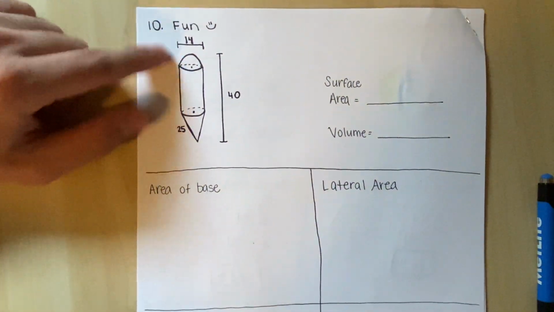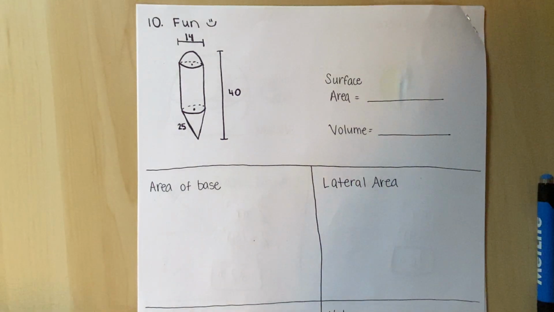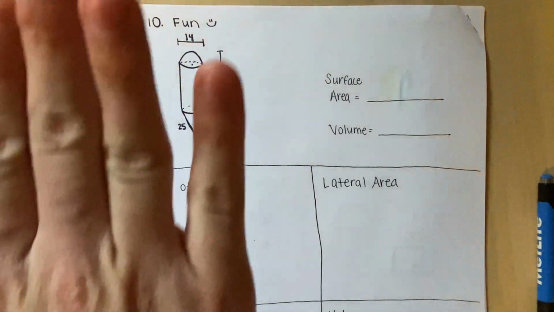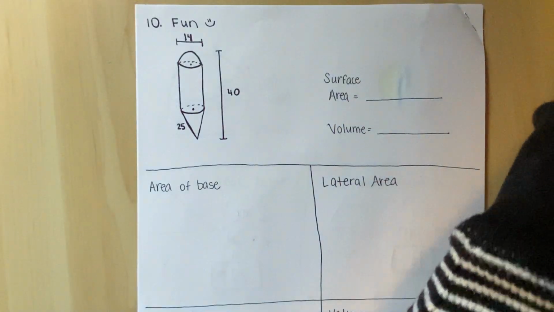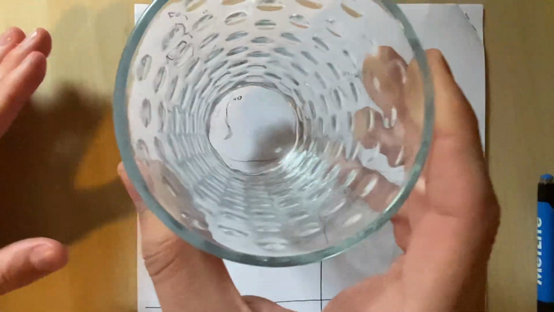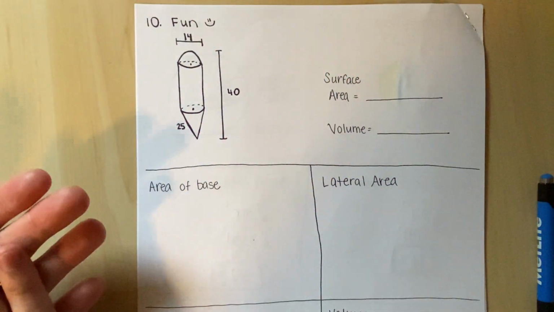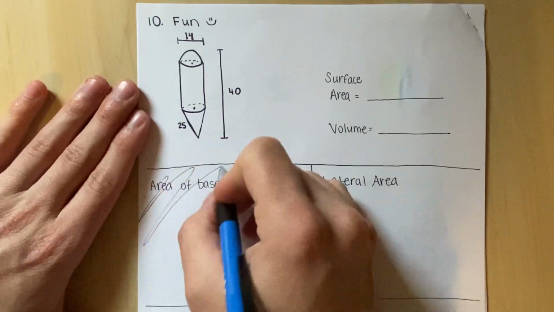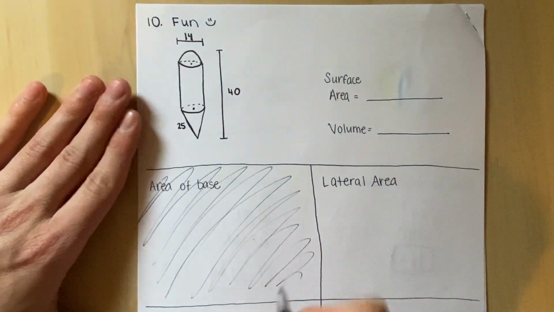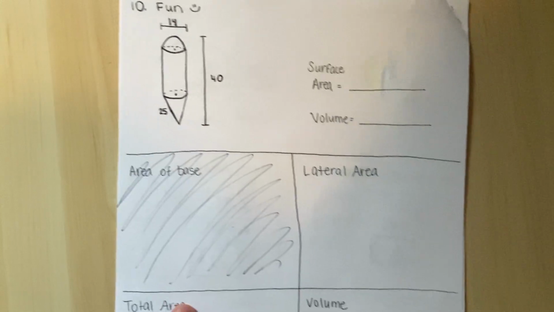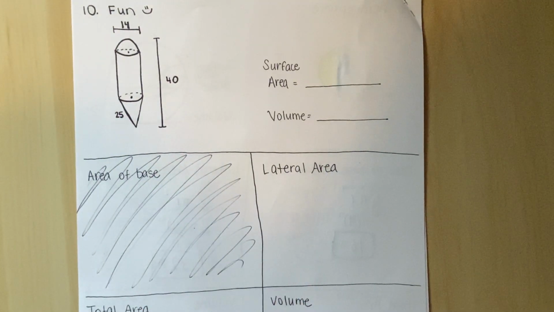Last but not least, for the notes, we have the fun guy. We have this pencil. So what we're going to do is find the area of the pencil. Here's the fun thing about this: a base is something flat you could lay something down on. Like this cup right here has the base at the bottom. It lays flat. But in this shape, there's no flat thing you could lay it on. So there is no area of base. But there's totally a lateral area.